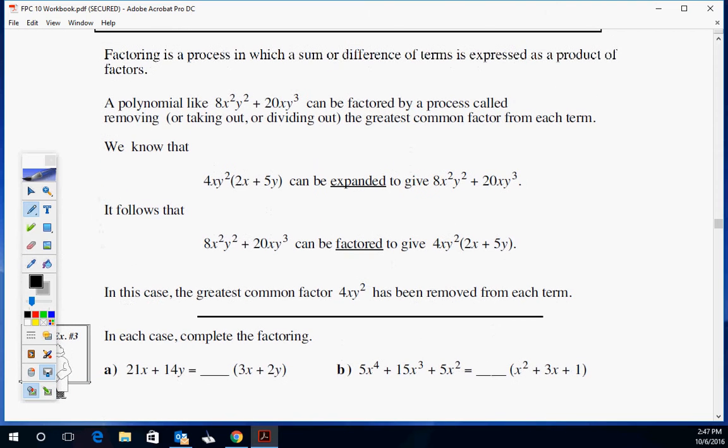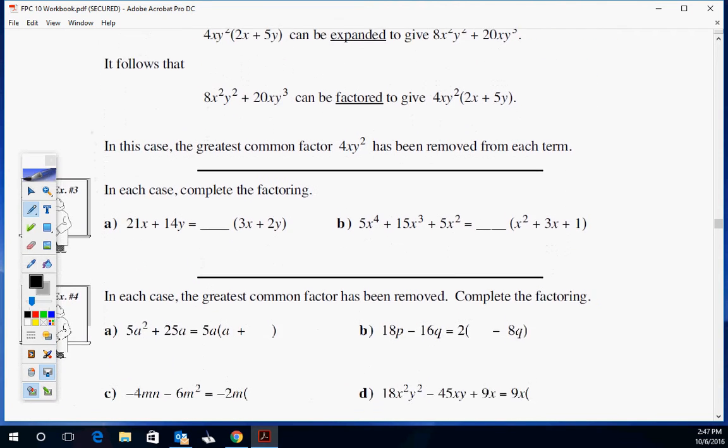Okay, so now we're working on the actual piece of pulling it out. What it's saying right here is factoring is a process which expresses sum or difference terms as a product. So we're trying to make it look like a product now. We identify the thing we're taking out. Now what's left is what we're focusing on. For example, in this one above, we took out a 4xy squared. When you do that, 2x plus 5y is what's left. This is what the factored form looks like, the product of two terms.